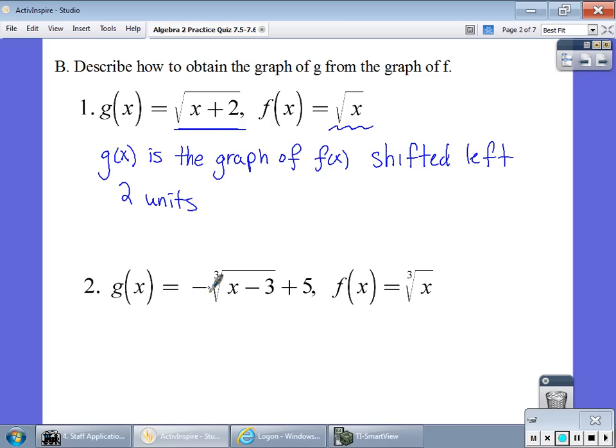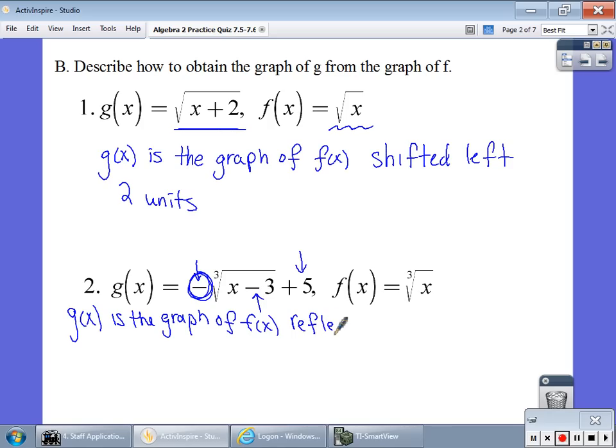Now down here we have negative the cube root of x minus 3 plus 5, and f of x is just regular old vanilla cube root. Now there's 3 things going on right now. I see a negative on the outside, a minus 3 on the inside, and a plus 5 on the outside. So g of x is the graph of f of x, but because of the minus right here, okay, it's reflected vertically, it's shifted to the right 3 units.